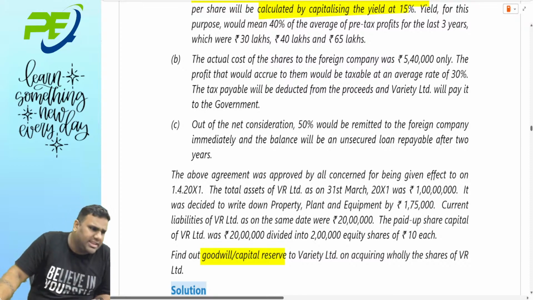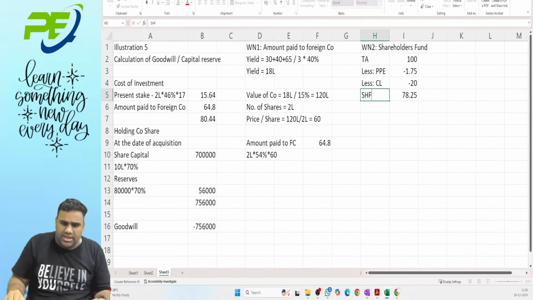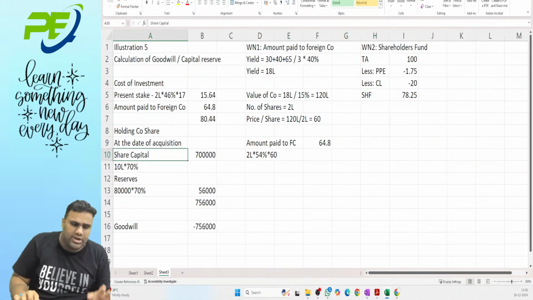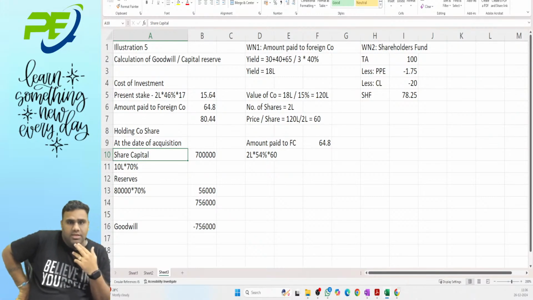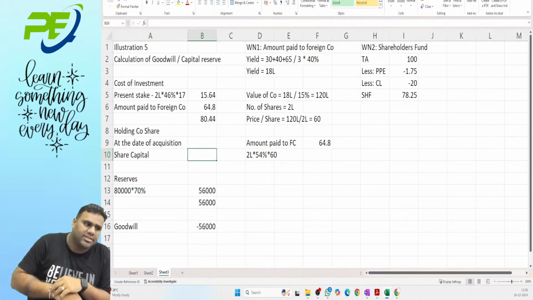That is unsecured loan. That is a different story. Now 78.25, that is shareholders fund. Now what should I write here? Whatever you guys tell, I'll write. Share capital. What is the amount which I should write? 20 lakhs.